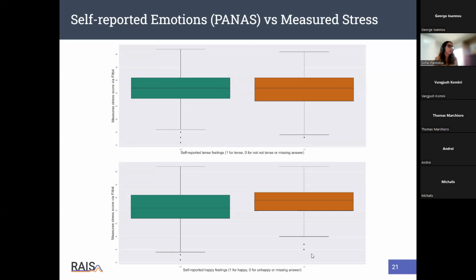On the contrary, here we see the same box plots of the Fitbit stress score for users who reported that they are not happy during the day, so 0, versus happy for the day. So in that sense, we see that users who report that they're happy during the day actually have higher Fitbit stress scores. Both of these plots, as well as the previous slide, give us an idea that there is some correlation between the Fitbit stress score and what the users report.